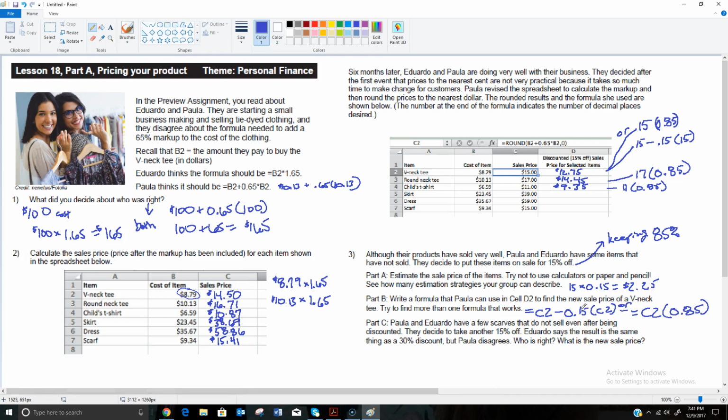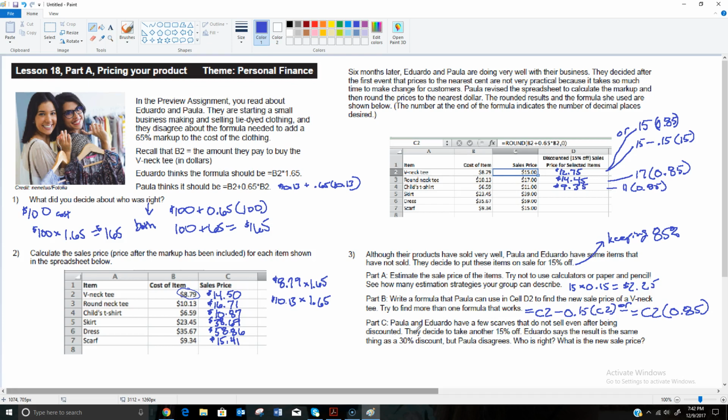And I don't care which one you put on, if this question's on a test, I don't care which one you put. Whichever one makes the most sense to you, do it and stick with it. It's fine. Paula and Eduardo have a few scarves that do not sell after being discounted, so they decide to take another 15% off.